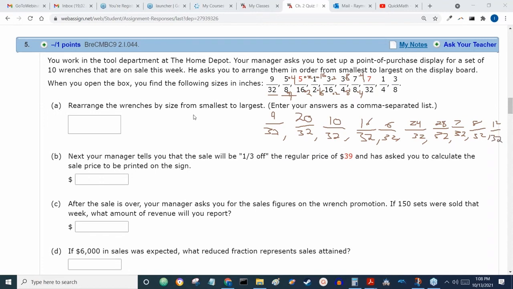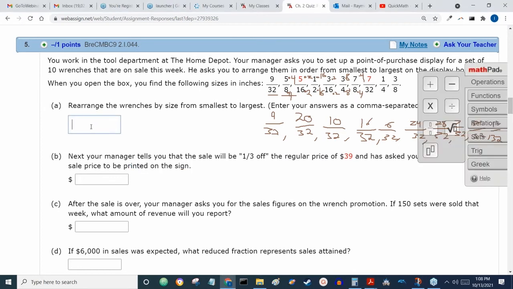Okay, keep them in order because we're supposed to list them from smallest to largest. So now that they all have 32 in the denominator, we're just looking at the numerator to see what number is smallest. And it looks like 6 is the smallest number in the numerator. So that was 1, 2, 3, 4, that was the 5th number on my list, 1, 2, 3, 4, 5. That was 3/16.